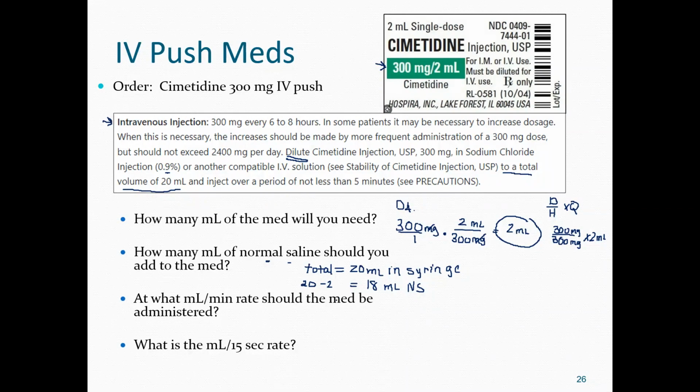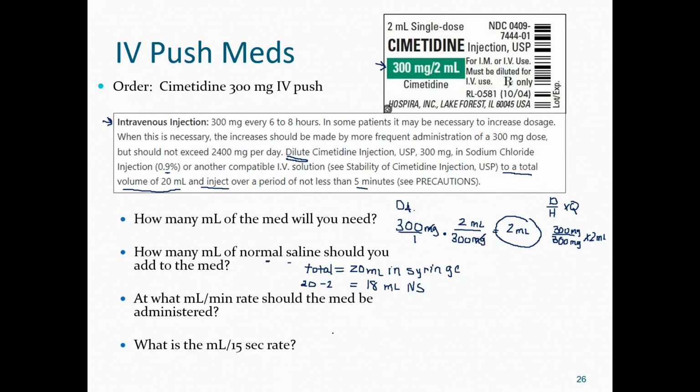All of that comes into play with the next question, but before I can answer this, I am going to have to do some reading. So it says, at what milliliter per minute rate should the med be administered? Well, I need to know how many minutes. I know how many milliliters, but I don't know the minutes. So it tells me up here, and inject, so I'm reading here at the end, over a period not less than 5 minutes. So I'm going to give this injection over 5 minutes.